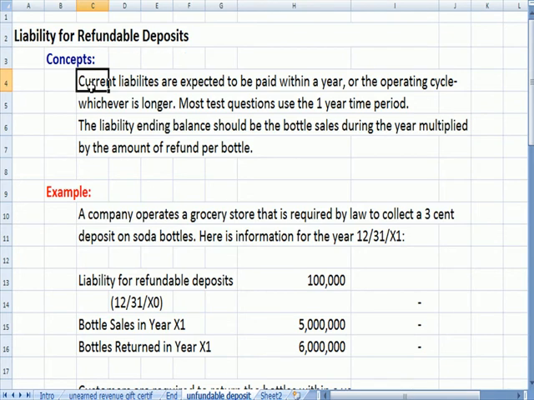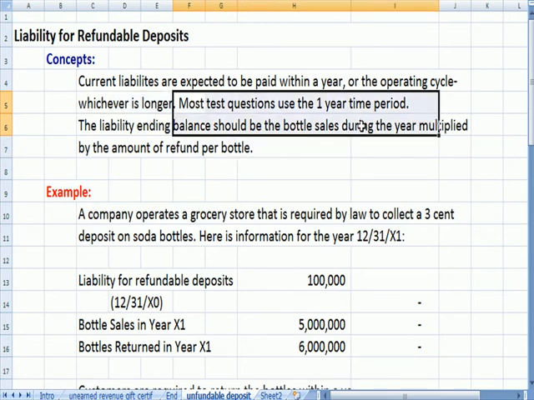For the most part, accounting exams that I've seen stick with 1 year as the time period for current liabilities and current assets. However, the technical definition is current liabilities are expected to be paid within a year or the operating cycle, whichever is longer. But to keep it simple, most test questions use 1 year to mean current, quote unquote, whether asset or liability.